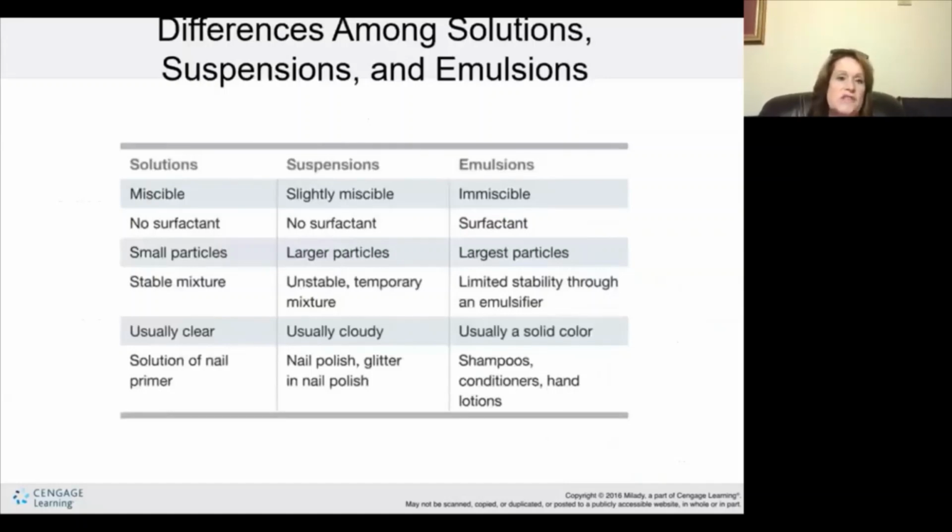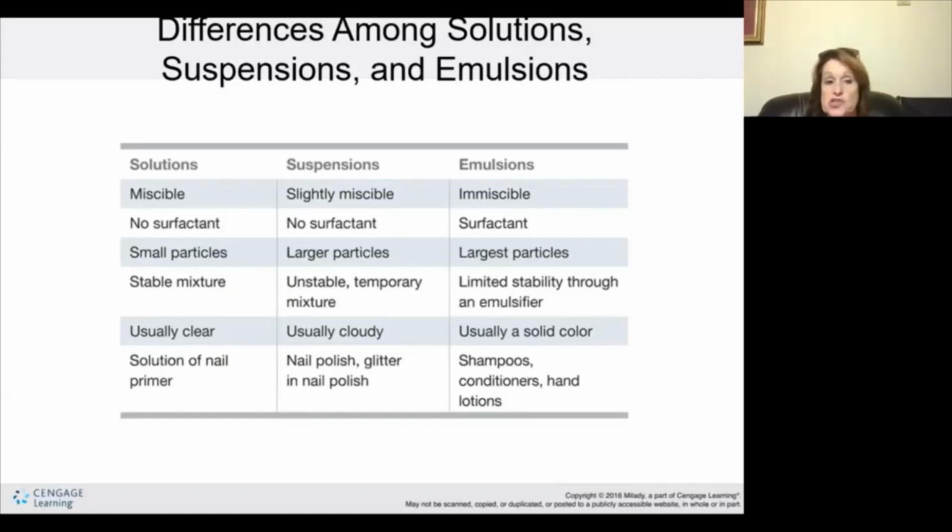Okay, so just look at this chart for a minute. Differences among solutions and suspensions: miscible, slightly miscible, or immiscible. Emulsions are immiscible. Suspensions are slightly miscible. Suspensions don't have a surfactant, but emulsions do. The largest particles are in the emulsions, not the suspensions.